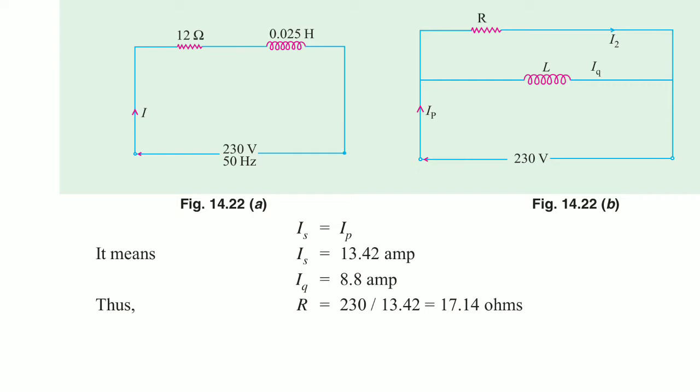Now R is equal, how can we write? Supply voltage divided by I2. Here they have written Is equal to 13.42, but they didn't write I2. Here we have to write I2. So here they gave the wrong Is, that is not Is. It should be I2. So I2 is equal to 13.42, IQ is equal to 8.8 amps.